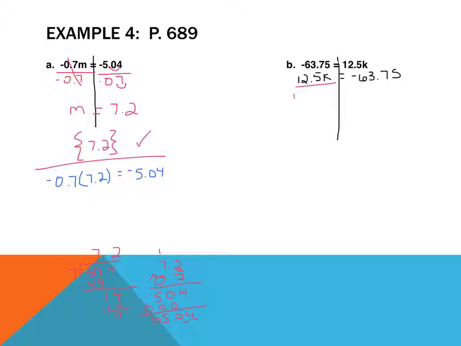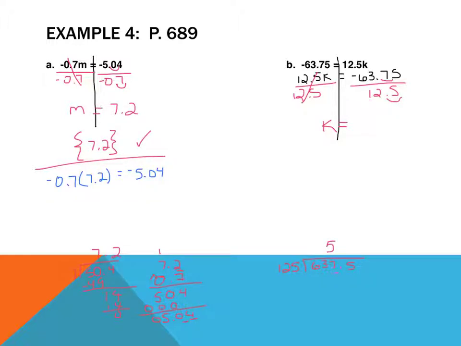So I'm going to divide both sides by 12.5. So 12.5 divided by 12.5 is 1. So I have 1k equals, and then when I'm dividing I want a whole number on the outside, so I'm going to move that over, so I'm dividing 125 into 637.5. Okay, so that will go in about 5 times.